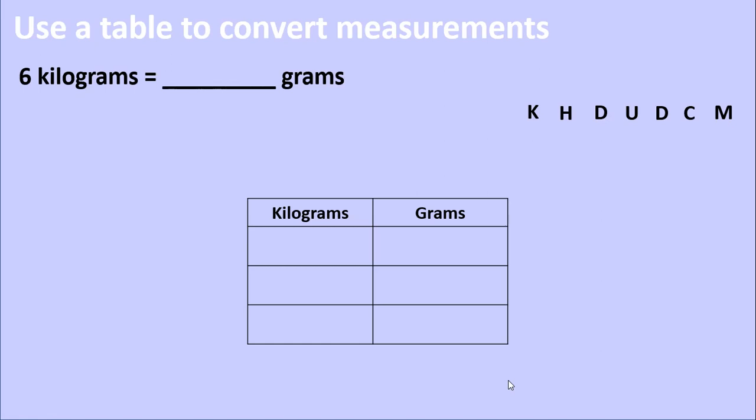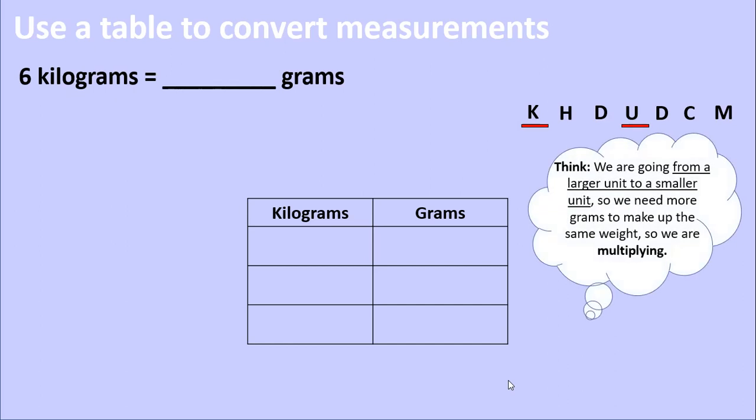Kilograms can be represented by the K, so we're going to underline the K, and grams can be represented by the U for units, so we're going to underline the U. Think, we are going from a larger unit to a smaller unit, so we need more grams to make up the same weight. So we are going to be multiplying. Now we can see how many times we're moving over to figure out what we're multiplying by.